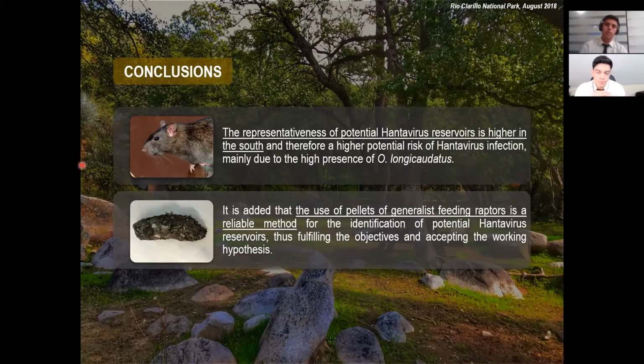So in conclusion, the representativeness of potential hantavirus reservoirs is higher in the south and therefore there is a higher potential risk of hantavirus infection, mainly due to the high presence of Oligoryzomys longicaudatus. It is added that the use of pellets of generalist feeding raptors is a reliable method for the identification of potential hantavirus reservoirs, fulfilling the objectives and supporting the working hypothesis.